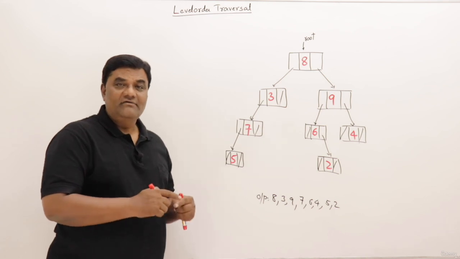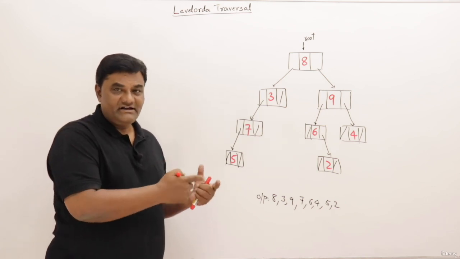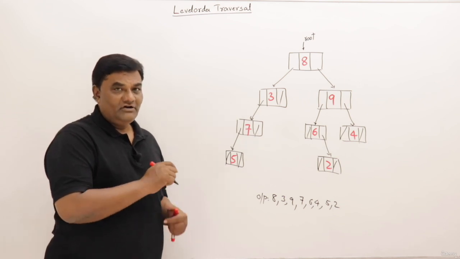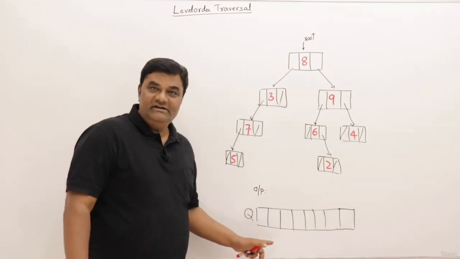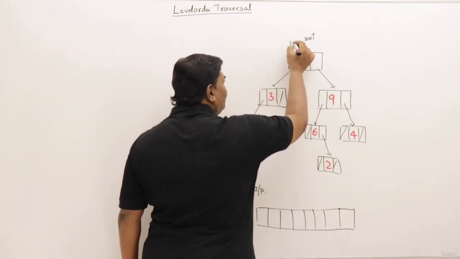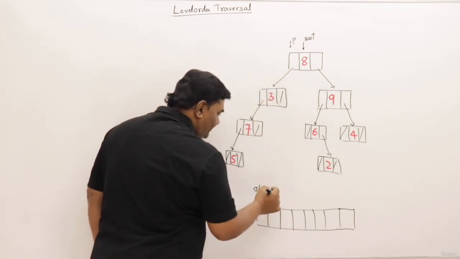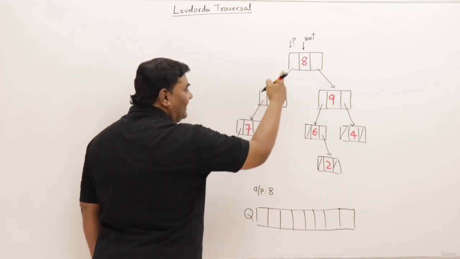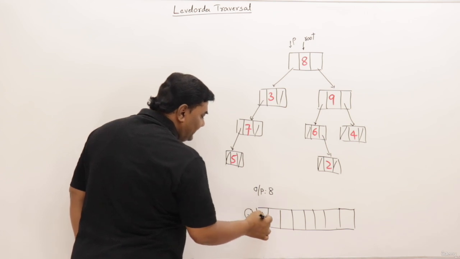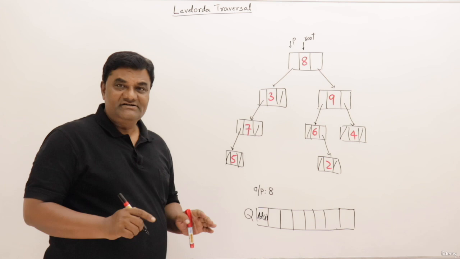So this procedure requires a queue. I'll take an example queue and again I will traverse it and show you how a queue can help us in traversing in level order. So I have a queue ready here. Let us traverse it once again. For that I will take a pointer P. First visit root. So that is 8. And insert the address of 8 in the queue. So this was the first step or initial step.